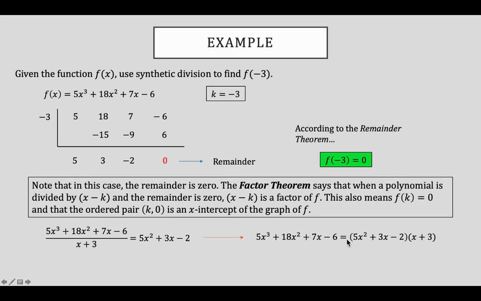Again, notice this equal sign. These two expressions are identical. Here on the left, I have my polynomial written in its polynomial form, the original function in polynomial form. And here on the right, I have a factored version of that exact same polynomial. We were able to use synthetic division here to factor out x plus 3. x plus 3 is a factor of our original function f of x.